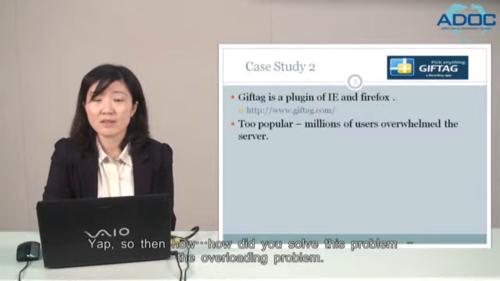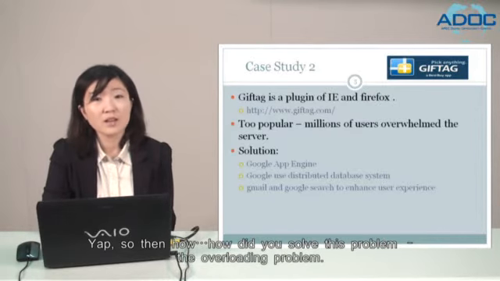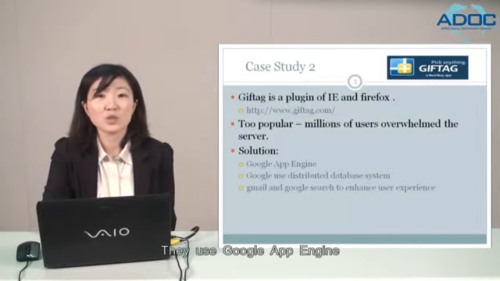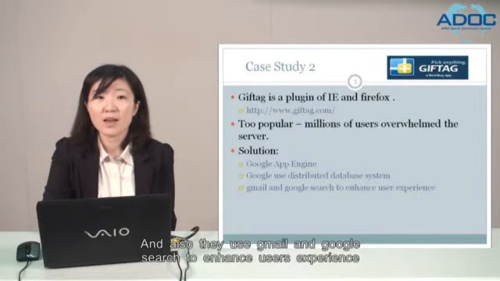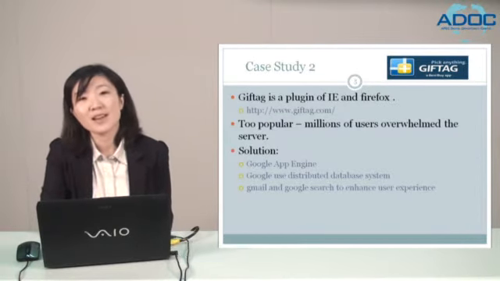Yeah. So then, how did they solve this problem, the overloading problem? The solution is that they use Google App Engine, and Google uses a distributed database system, and also they use Gmail and Google Search to enhance user experience.